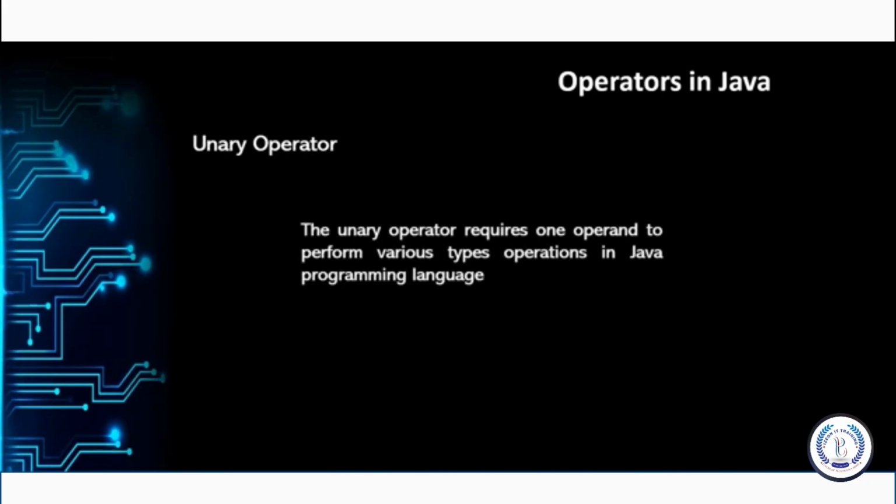Firstly, the unary operator. The Java unary operator requires only one operand. The unary operators are used to perform various operations such as incrementing or decrementing a value by 1, negating an expression, inverting the value of a boolean, and many more. Now, let us execute a simple example of unary operator in Java.